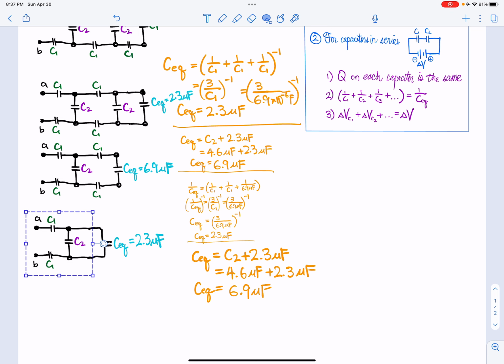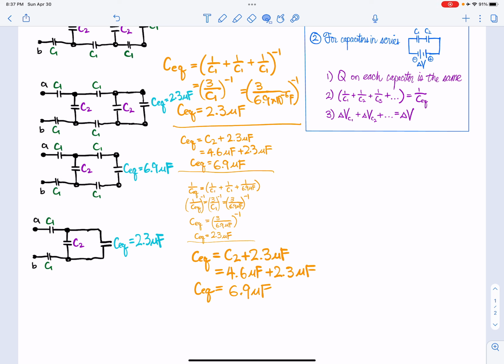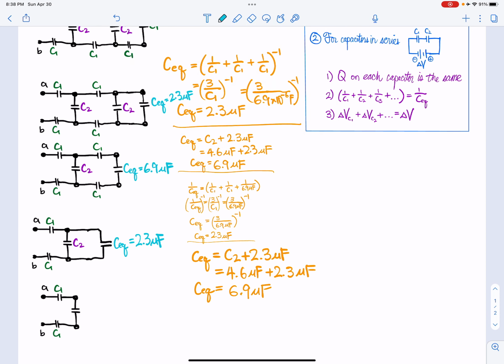So just rewrite this or redraw this. Copy. Paste. That will be equal to 6.9 microfarads, right?